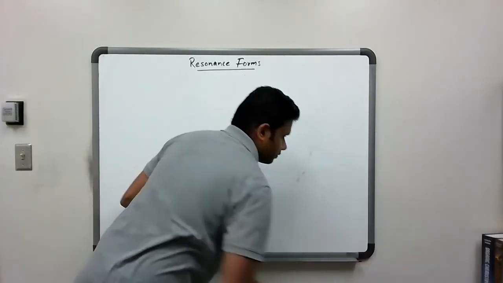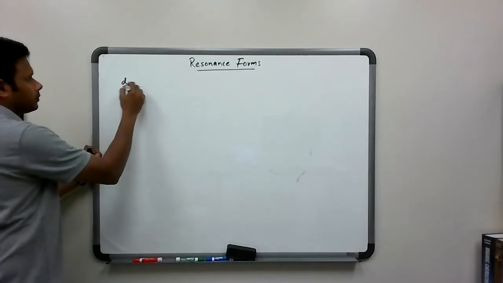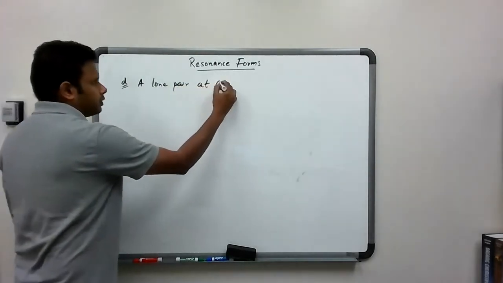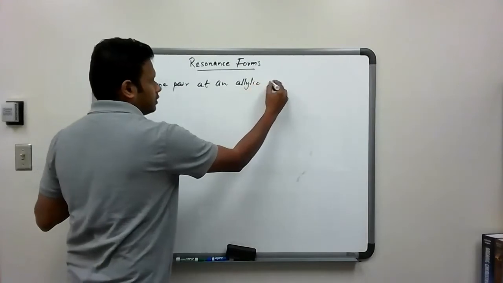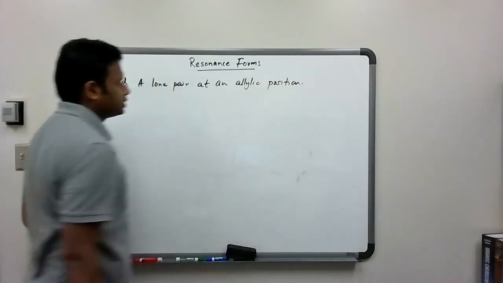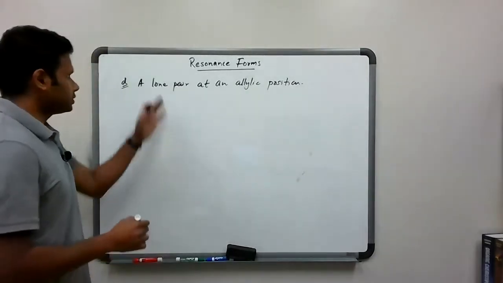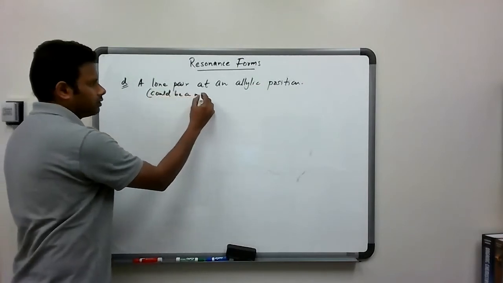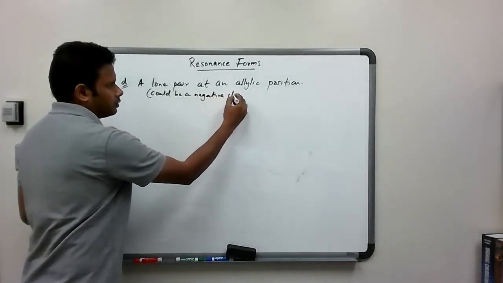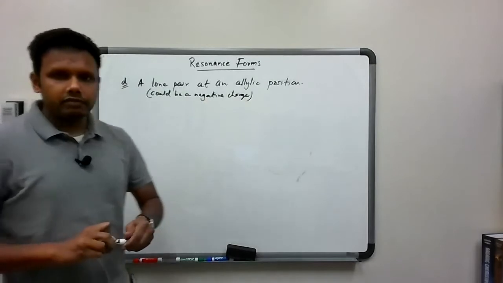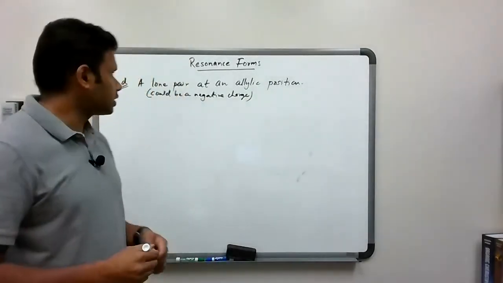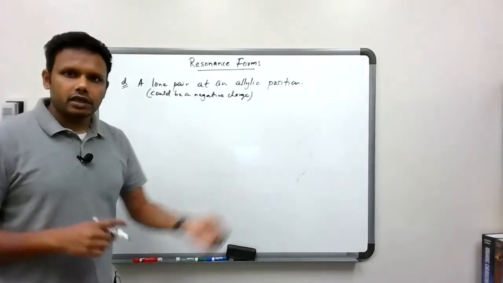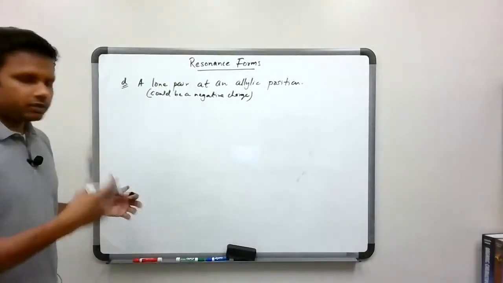Scenario 4 is when we have a lone pair at an allylic position. Okay, we have a lone pair at an allylic position. Now this lone pair could be a negative charge, because the negative charge basically implies 2 electrons, which can be considered as a lone pair. So this could be a negative charge. Okay, so you have a lone pair of electrons at an allylic position, and we're going to look at a few examples to demonstrate this.